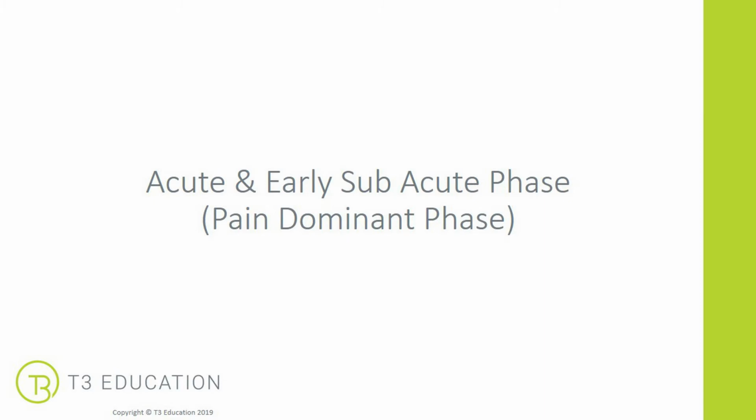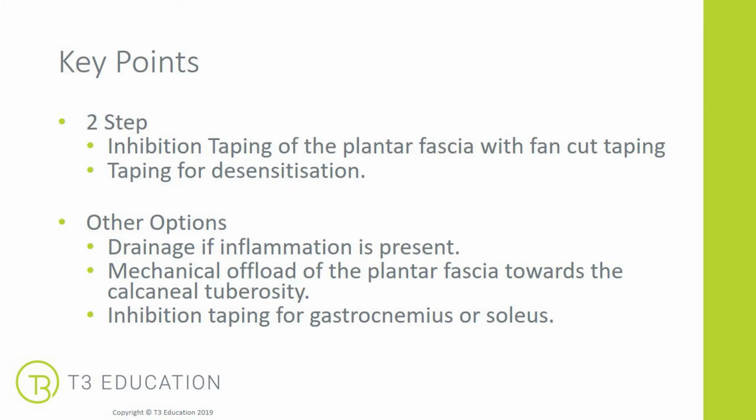Kinesiology taping for plantar fasciopathy is best used in the pain dominant phase when the symptoms are most acute. Here is the two-step approach to kinesiology taping for plantar fasciopathy. The first thing we want to do is inhibition taping of the plantar fascia with a fan cut taping. Now the fan cut taping just covers more of an area of the plantar fascia. The second type of taping we will do is taping for desensitization on that particular localized area of pain. Now that might be slightly closer towards the calcaneus or slightly further to the midpoint of the plantar fascia.